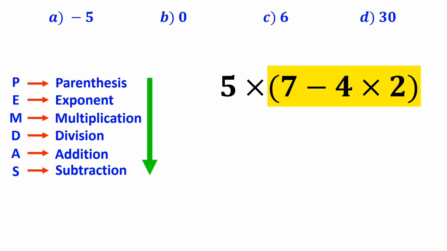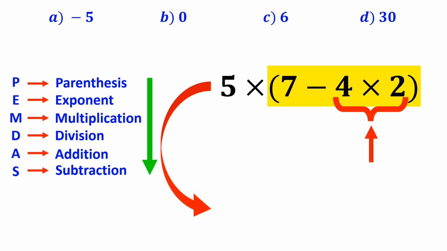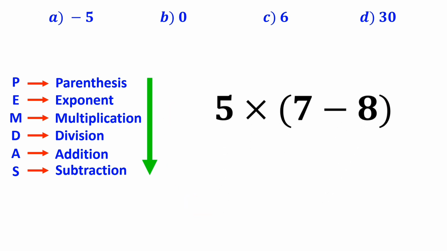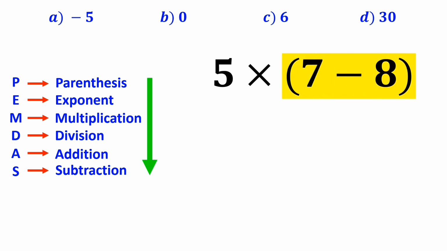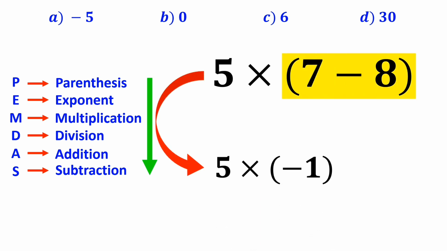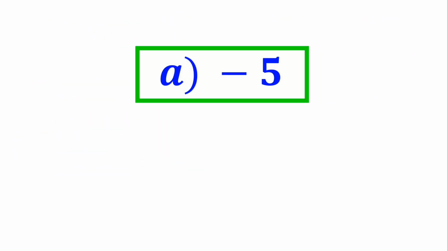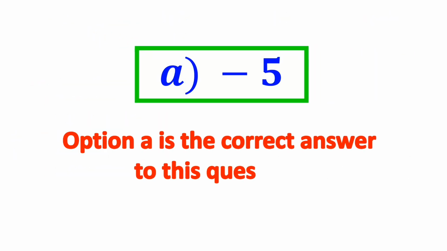And since multiplication has priority over subtraction, first we multiply 4 by 2. So we can write this expression as 5 times open parenthesis 7 minus 8 close parenthesis. In the next step, we do 7 minus 8, which gives us 5 times negative 1. And finally, it equals negative 5. Therefore, option A is the correct answer to this question.